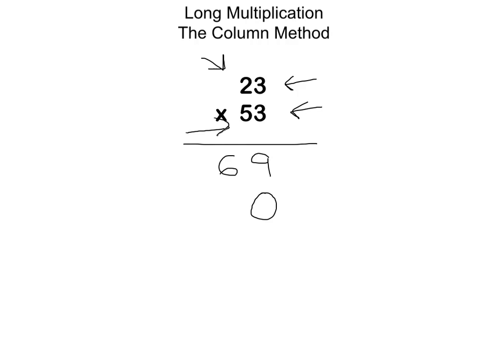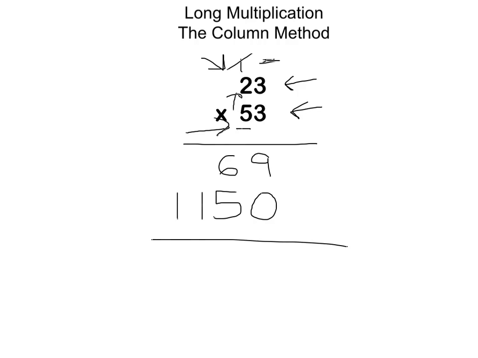So we now multiply the bottom tens column by the top ones column. In this case, 5 multiplied by 3 is 15. So we put down the 5 and we carry the 1. We now multiply the bottom tens column by the top tens column. 5 multiplied by 2 is 10, and then we add on our 1 that we carried, and that becomes 11.